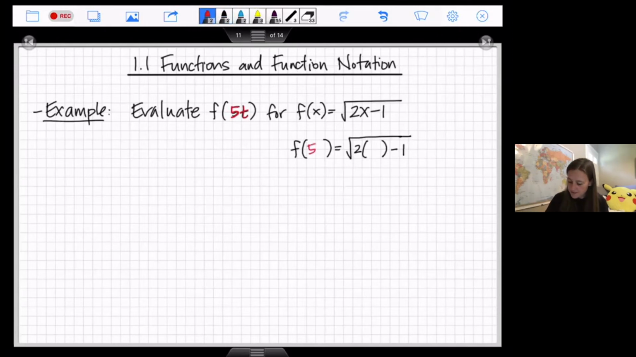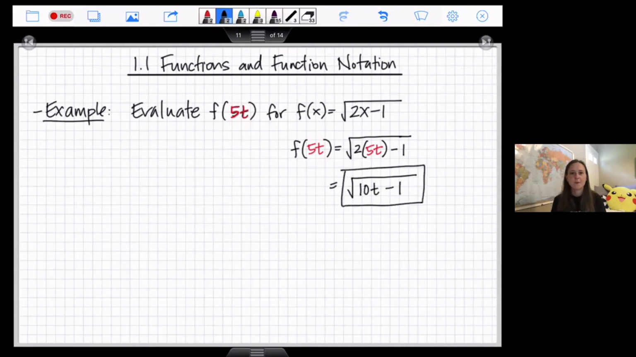They wanted f of 5t, we'll give them f of 5t. Okay, everywhere there used to be an x, now there's a 5t. And any simplification we can do, we'll go ahead and do it. Let's see. 2 times 5t would give me 10t. And then that's about all we can do with this one. Can't simplify that any further.